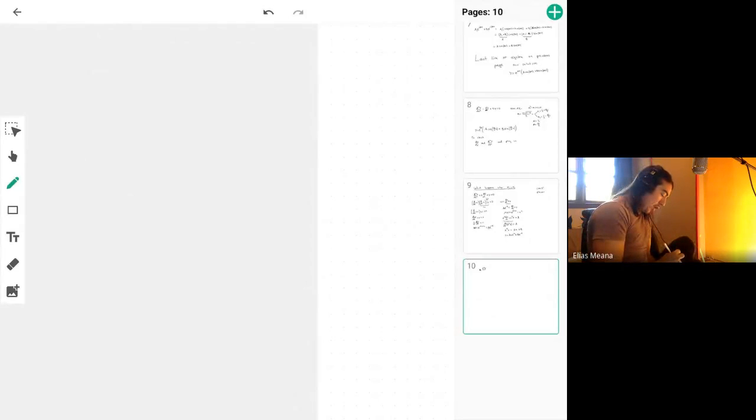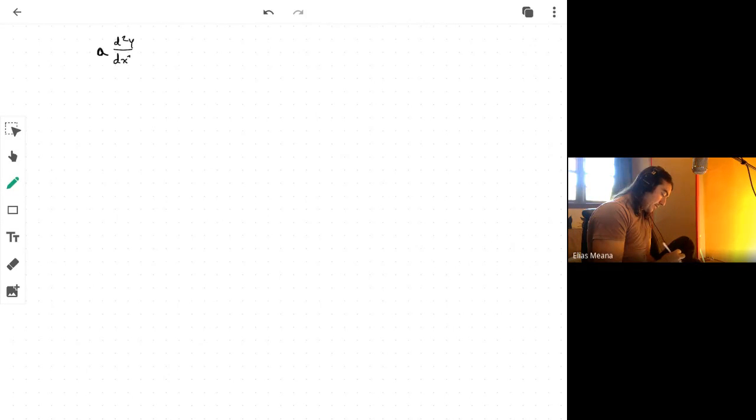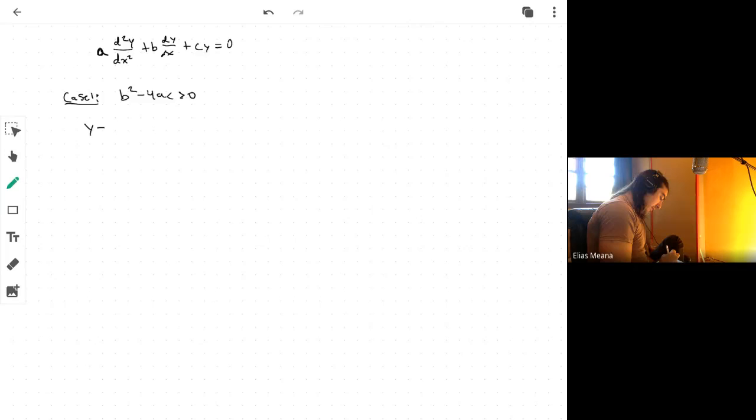But now we've solved the third possibility. So I'll write down all the possibilities on the same page, so we have them in one nice, concise place. And then we'll do some past paper questions. All right, so we have 3 possibilities. The first possibility, case 1, is that b squared minus 4ac is greater than 0, in which case we have really uninteresting stuff. We just have y equals a e to the m1x plus b e to the m2x.